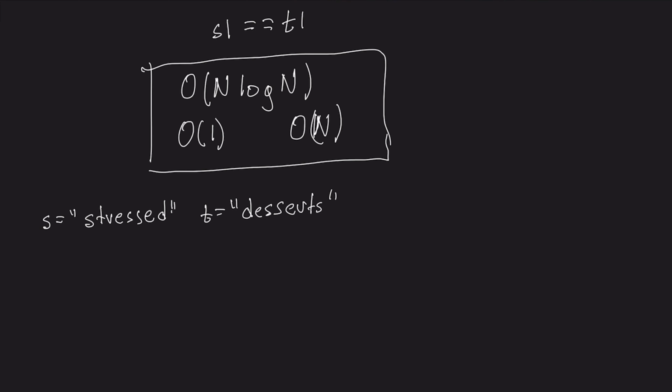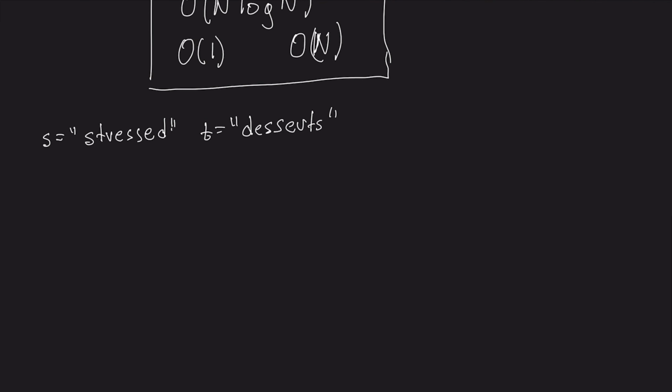But if they have the same length, then we will create a frequency map for each of those two strings. The way we can do it is to start from string s and count how many times each letter appears in that string, and then do the same for string t. And once we have those two frequency maps done, we can compare them, and the comparison will be that they have to have the same letters, so the same keys, and the same values.